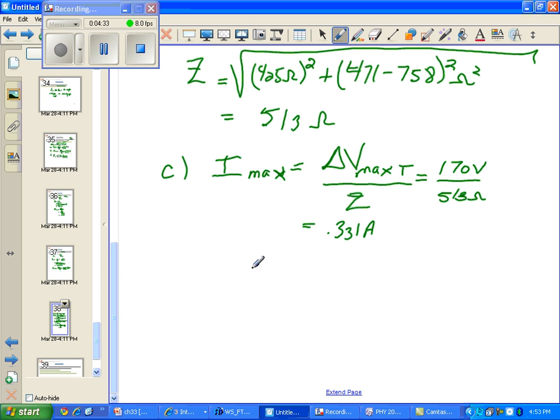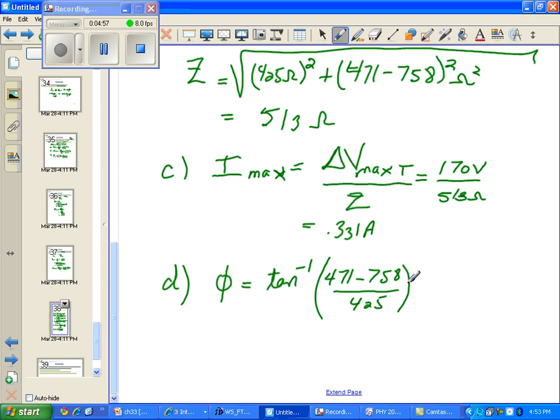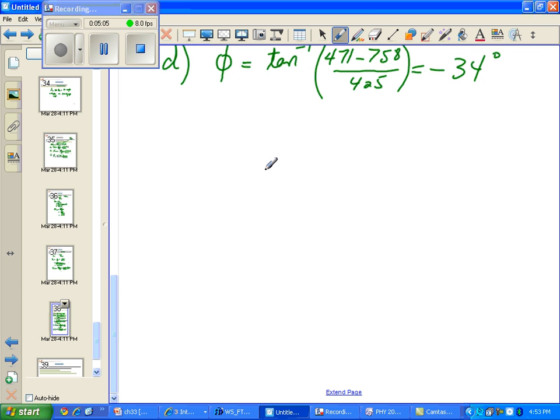And that gives us a maximum current through the circuit, which is 0.331 amps. Next, we're asked to calculate the phase angle, phi, which is given by the inverse tangent of X sub L minus X sub C, 471 minus 758, divided by R, 425. Of course, the unit ohms is going to cancel throughout. And here we see that we get a negative phase angle. Well, that's absolutely fine. That just confirms that X sub L is a number smaller than X sub C.